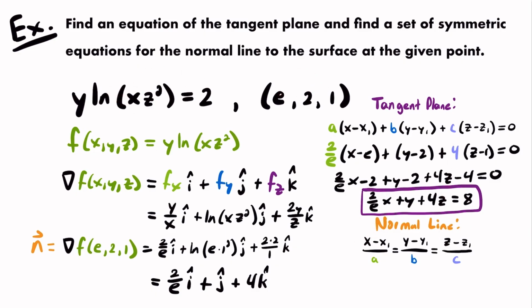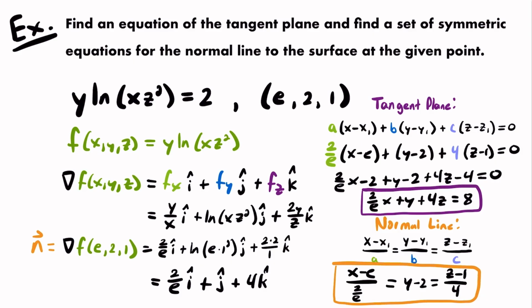And then let's find the normal line. Using this equation, let's set it up. We'll have x minus e divided by a, which is 2 divided by e. It's kind of ugly, but we can leave it like that. That's fine. That will then be equal to y minus 2 divided by b, which is 1. So I'll just write that as y minus 2. Anything divided by 1 is itself. And then that is equal to z minus 1 divided by 4. And that's it. That would be the symmetric equation for the normal line to this surface at this point.